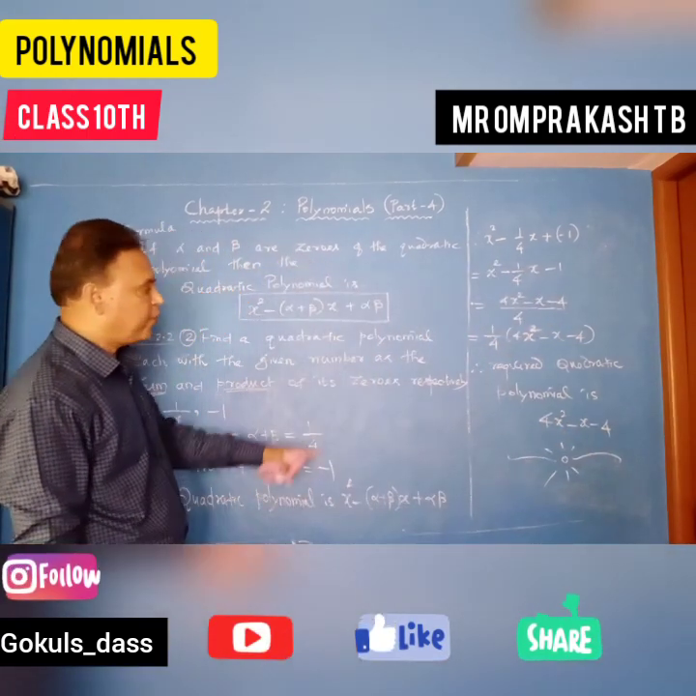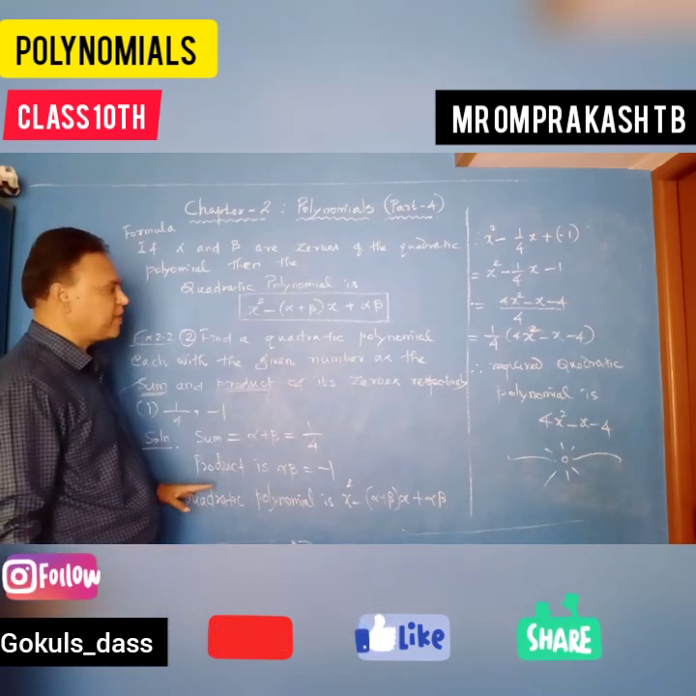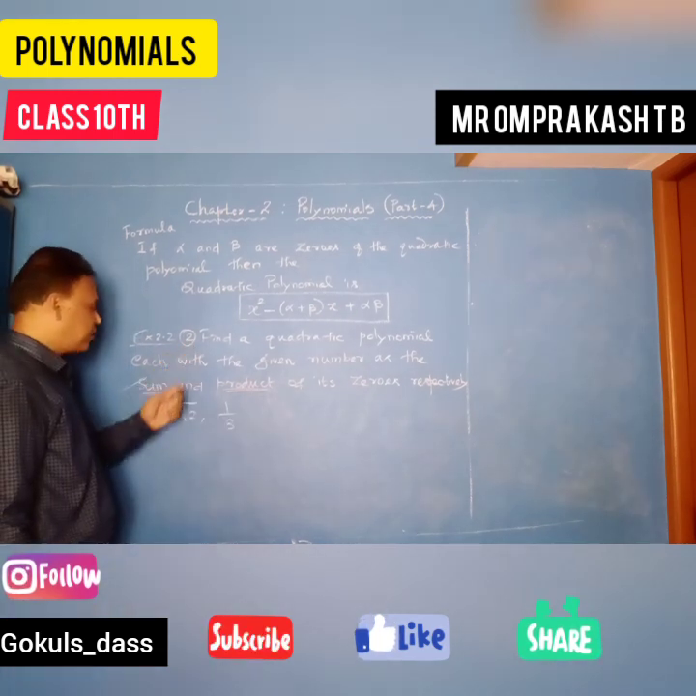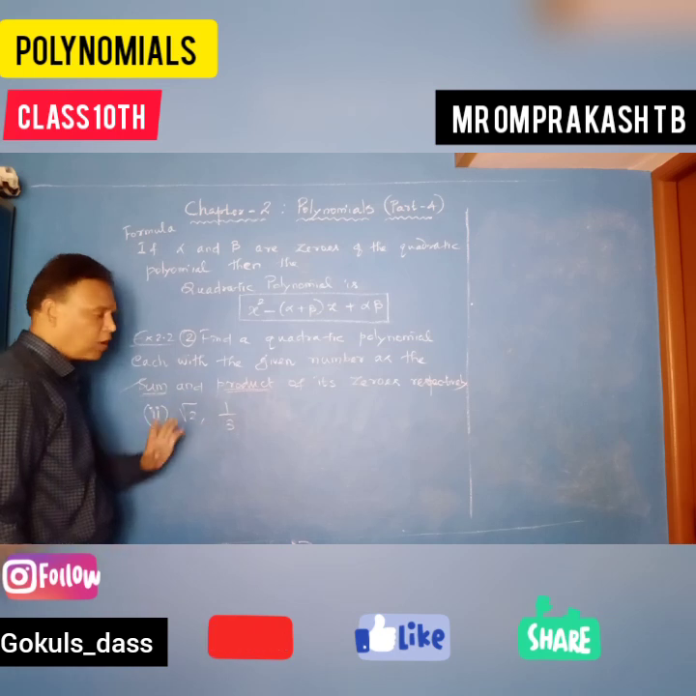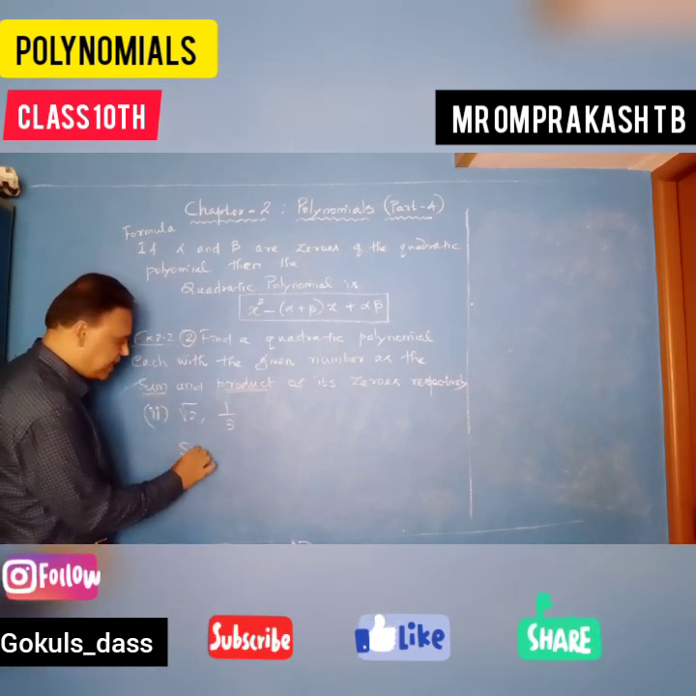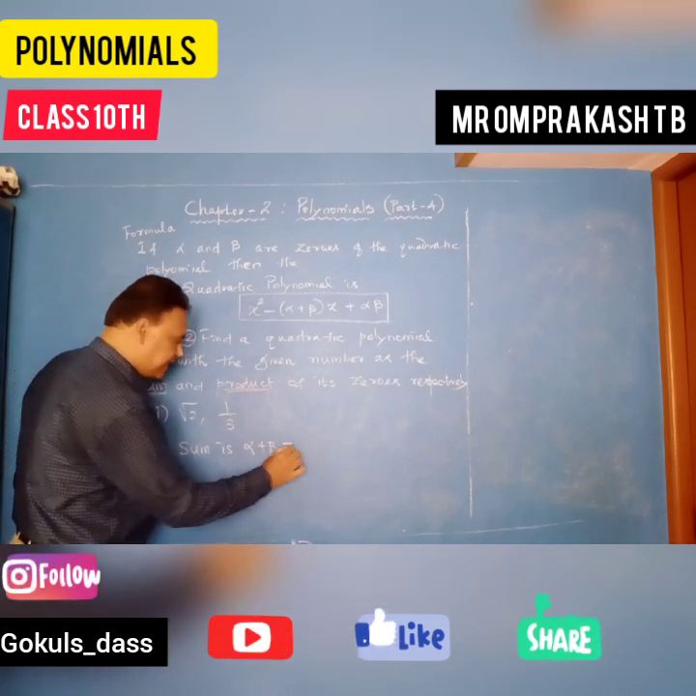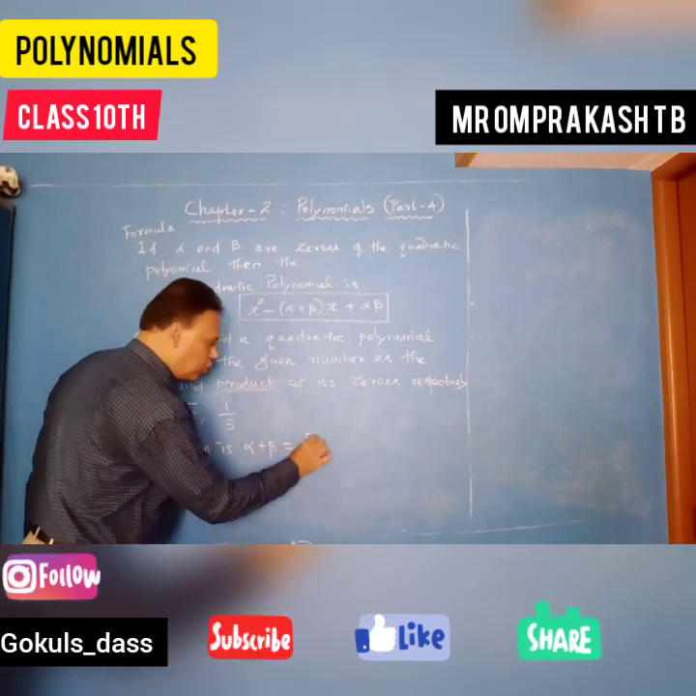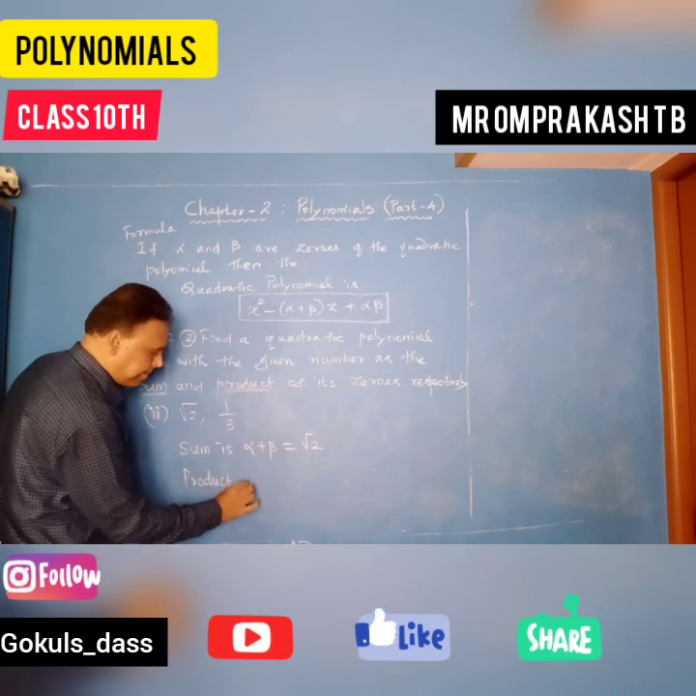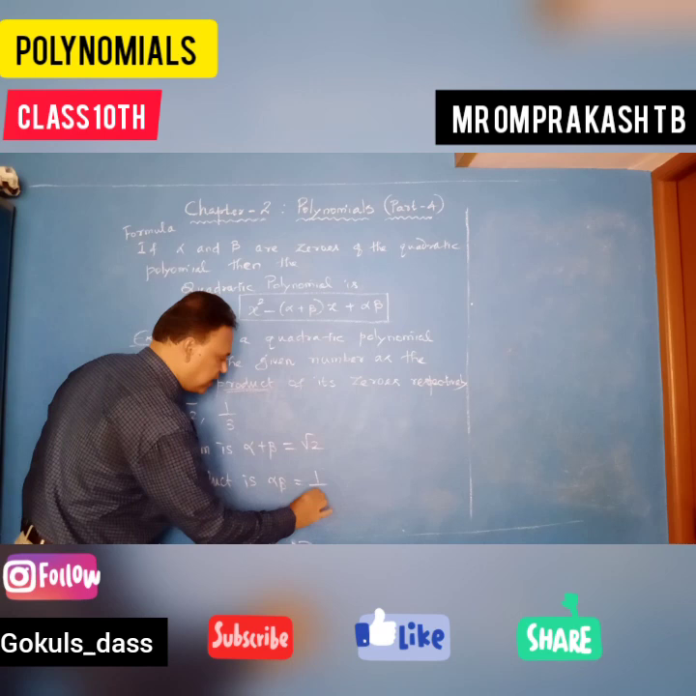Understand? So we got the required quadratic polynomial: 4x squared minus x minus 4. Now the same second problem, second subdivision: root 2 comma 1 by 3. Listen carefully. Here the sum is given as root 2. Sum means alpha plus beta, which is equal to root 2. Then the product, alpha beta, is 1 by 3.